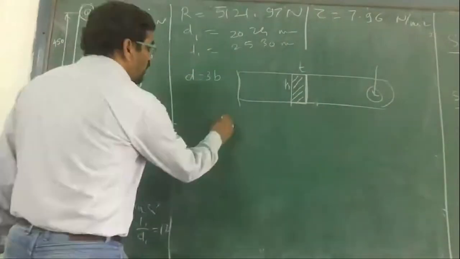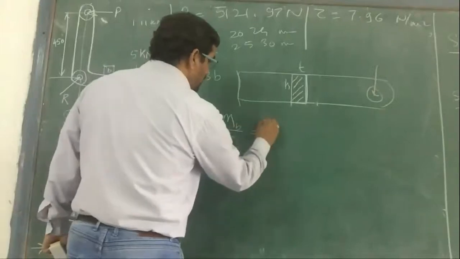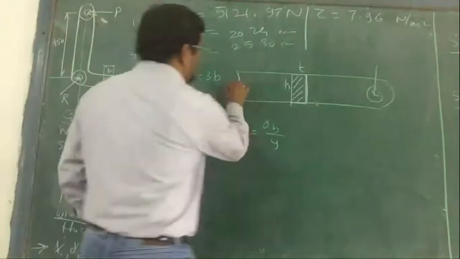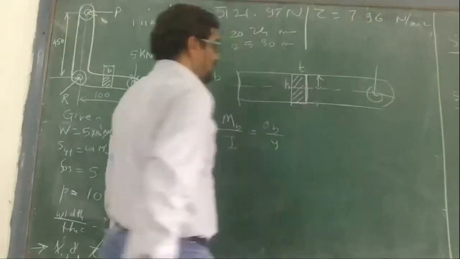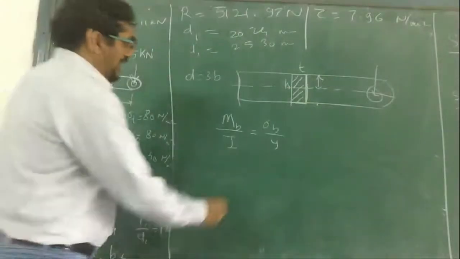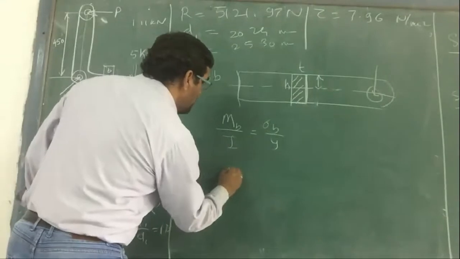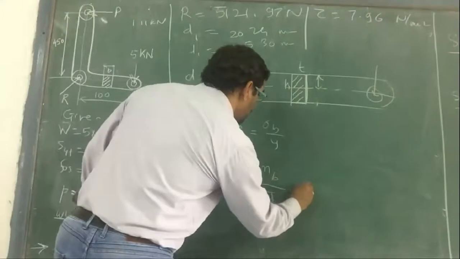So how will we calculate? We use the bending equation: Mb upon I is equal to sigma b upon y. So this y, this is your neutral axis, and this will be your y, right? So sigma b is equal to Mb upon I into y.